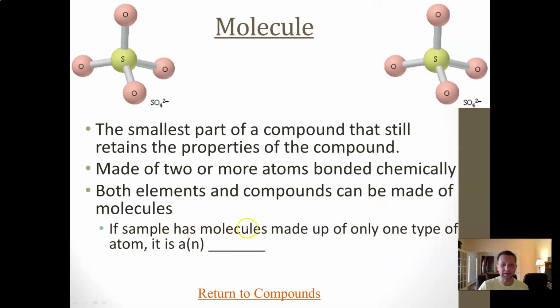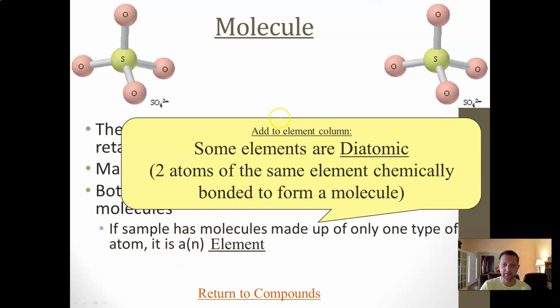If a sample has molecules made up of only one type of atom, it's an element. Already went over that. That was the drawing here on the left. And some elements are diatomic, like I just went over with oxygen there. So oxygen is diatomic, okay? It only exists naturally as O2. Hydrogen is another example. It exists as H2. There are actually 7 diatomic elements on the periodic table. Those are some on the slide here.